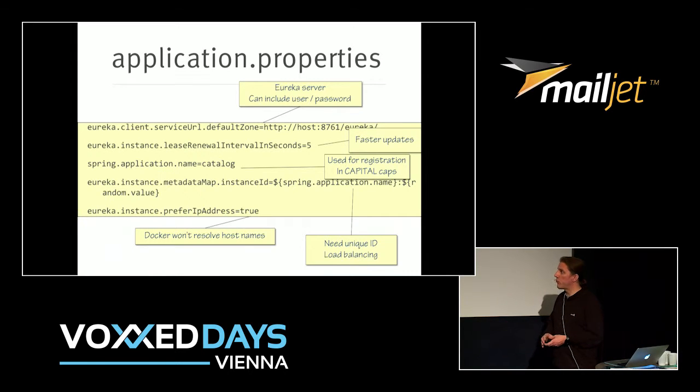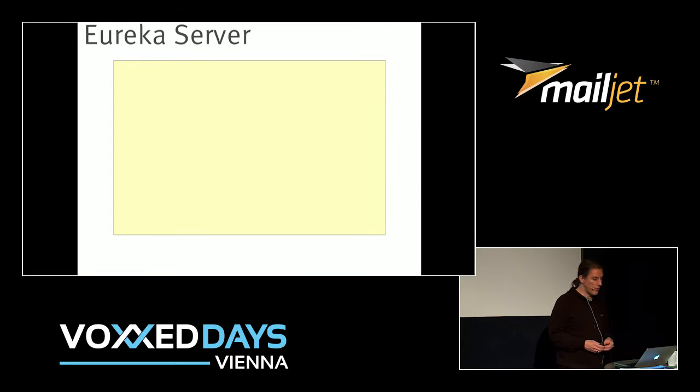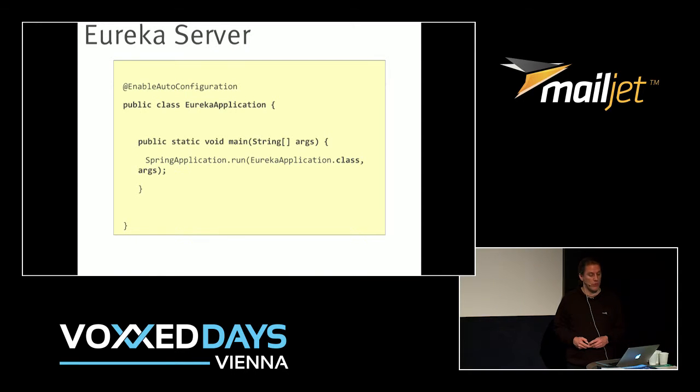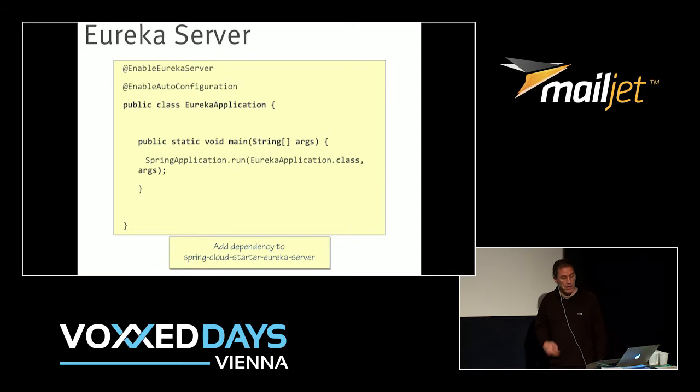So there is an application properties file that you set up in this way. You add the dependencies, as I've said. You add a single annotation, and then you're done. Now, if there is a client, there should also be a server. And concerning the server, you have to write it yourself, which is actually very simple, because all that you do is you take your average Spring Boot application and add enable Eureka server, and you add a dependency.